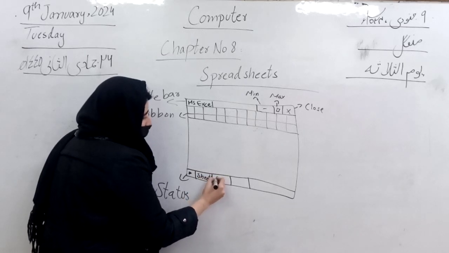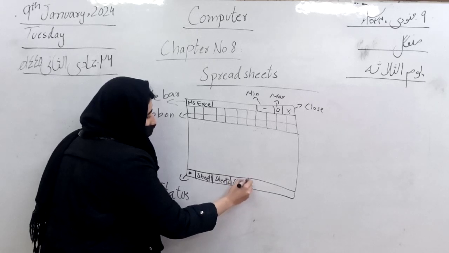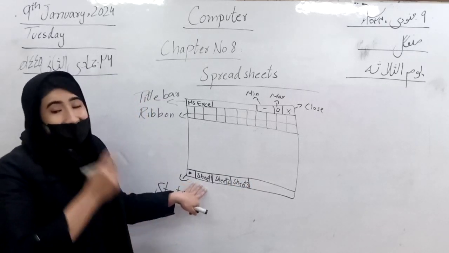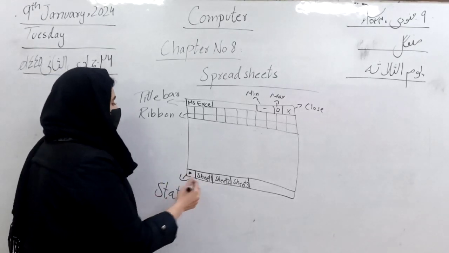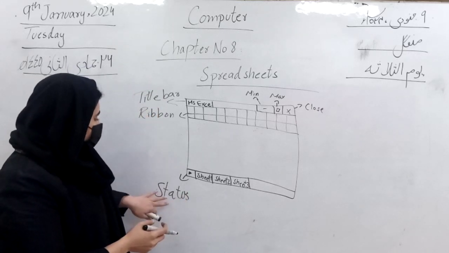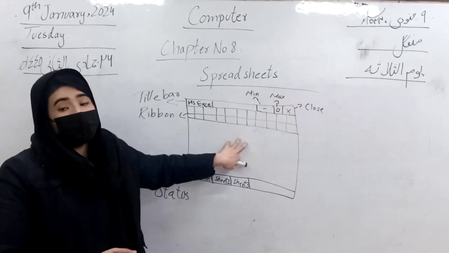Here, the number shows how many sheets you have open on the screen, and the bold one shows the sheet you are currently using. So this is your title bar, ribbon, status bar, and who can tell me what this area is called?